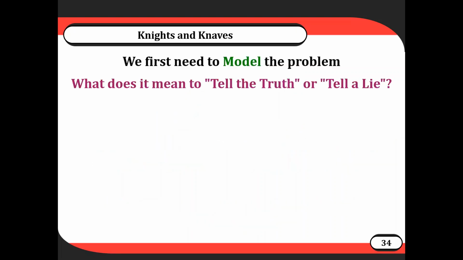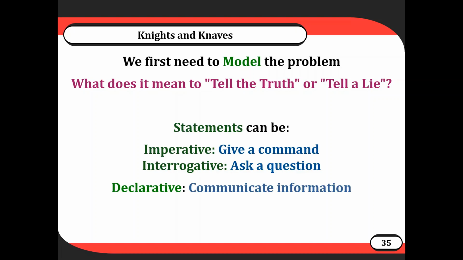All right, so first we need to model the problem. What does it mean to tell the truth or tell a lie? We all know, if somebody lies to you, they're giving you false information. If somebody tells you the truth, then they're giving you accurate information. But we want to boil it down even more specifically than that.